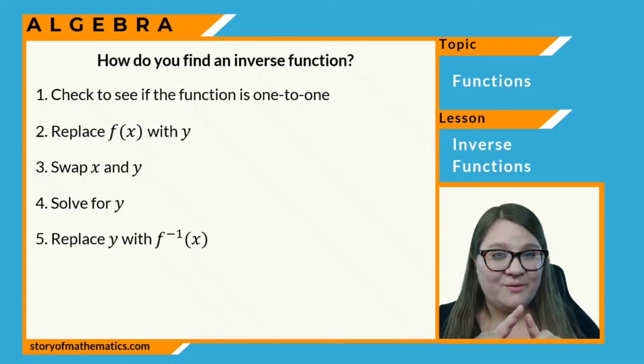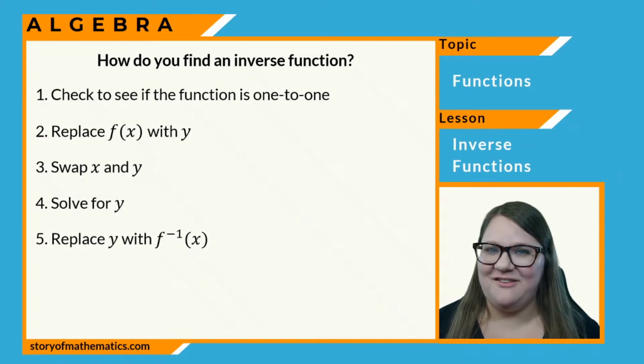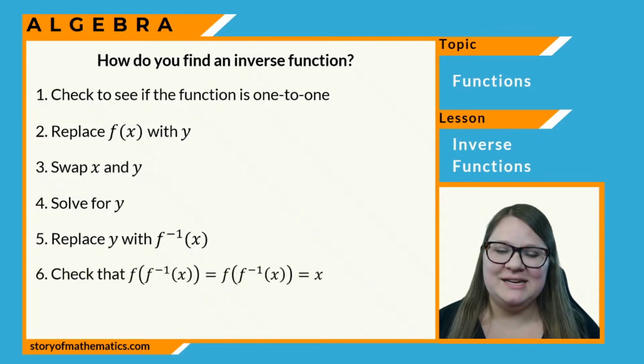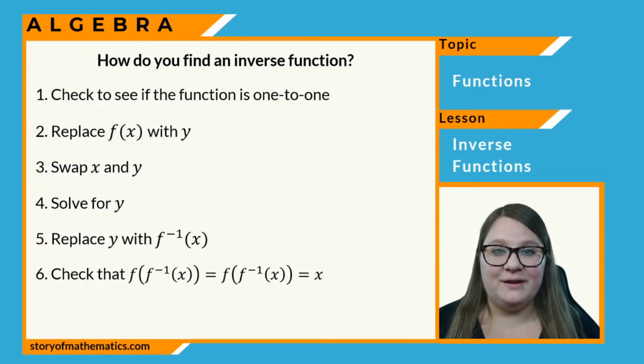That f with the little -1, you don't read it f to the -1. It's f inverse of x. At the end of everything, I highly recommend checking your answer. If you did indeed find the inverse correctly, then f of f inverse of x and f inverse of f of x should both equal x.